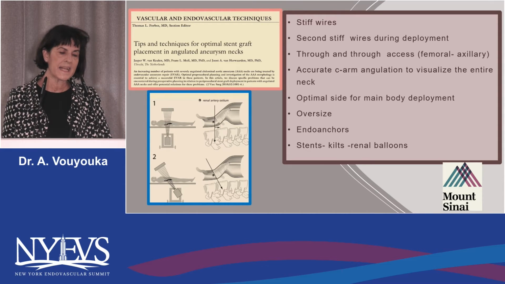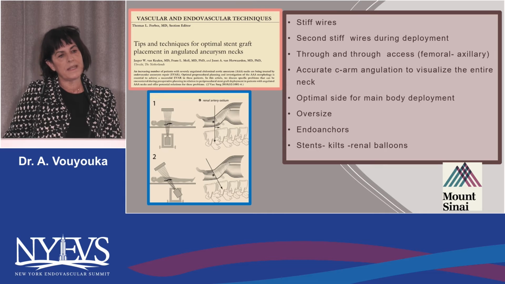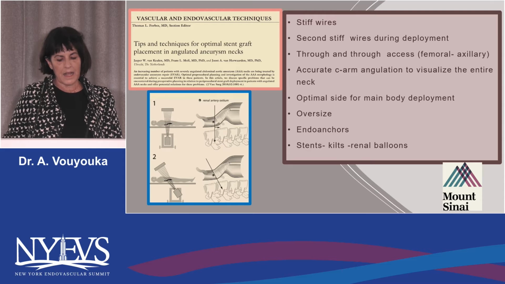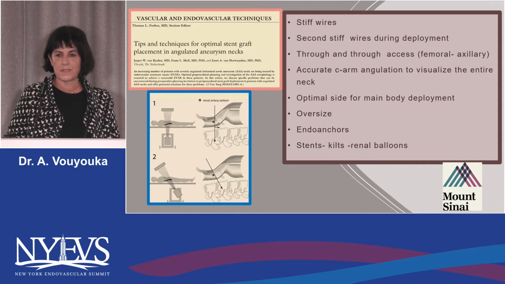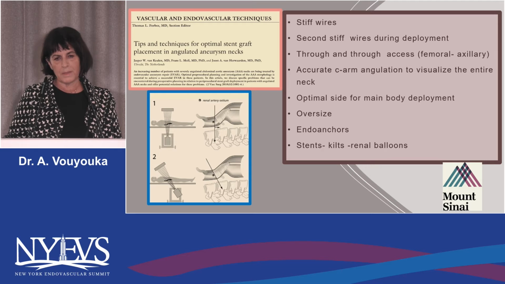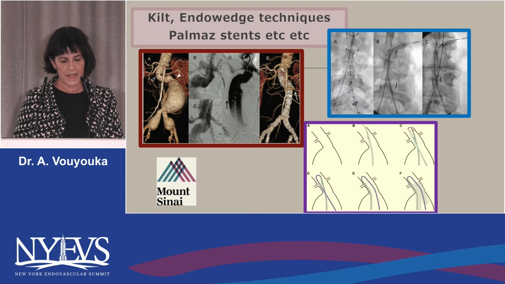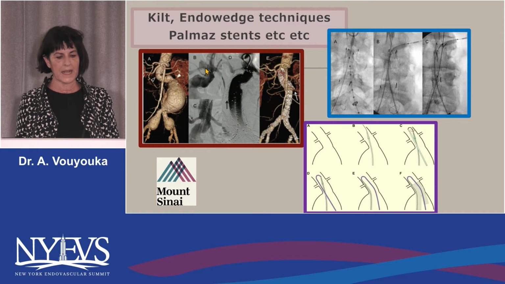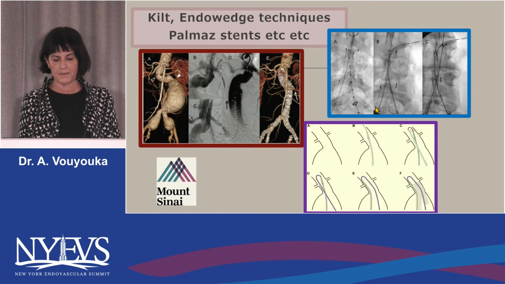Now, when we push the envelope, there are many other adjunctive techniques that we use just to have an adequate seal. Already we talked about the endoanchors, which is the most common technique right now, but there are also some historic techniques, like the Palma's kill technique and the endo wedge, and I'll touch a little bit on that. The kill technique is the pre-deployment of a very short aortic cuff that's easy to place straight under the renals, and then deploying the main device.